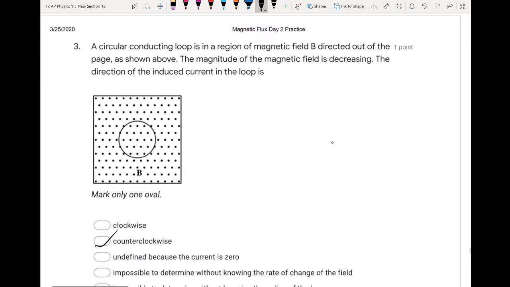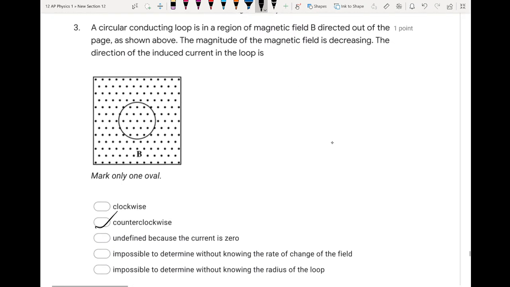Then for this next one, they get a little bit more straightforward. A circular conducting loop is in a region of magnetic field B directed out of the page as shown above. The magnitude of the magnetic field is decreasing. The direction of the induced current in the loop is going to be counterclockwise, because we have this magnetic field that's out of the page, but that magnetic field is slowly decreasing.